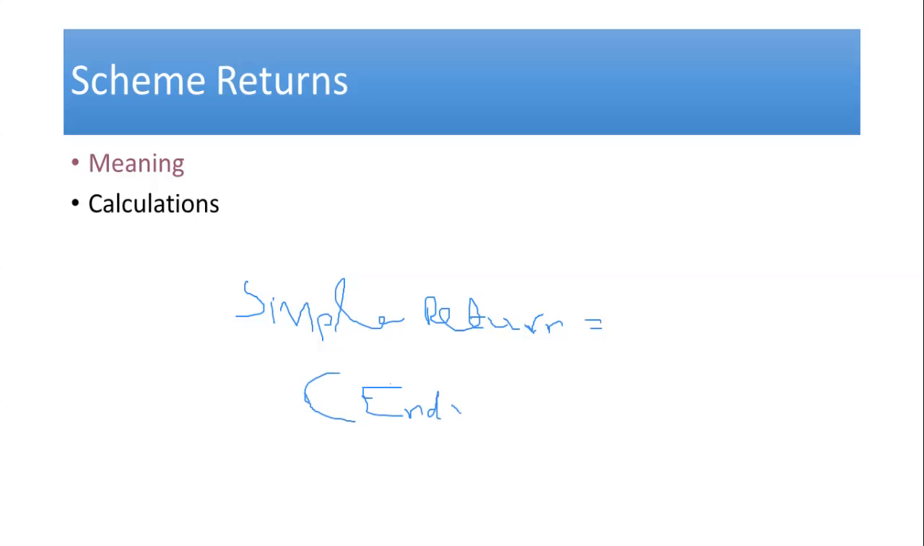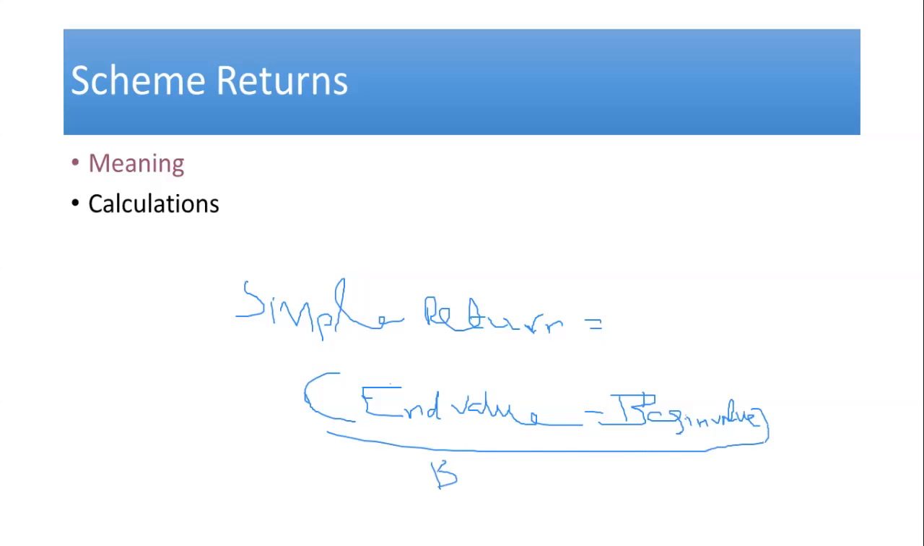end value minus begin value, divided by begin value, multiplied by 100. So it can be calculated in a simple way.